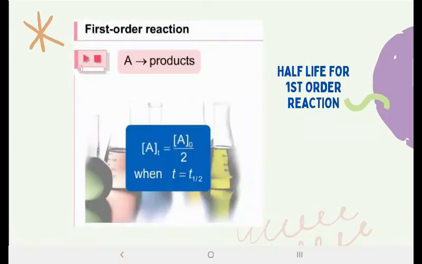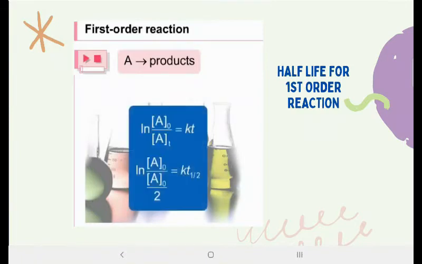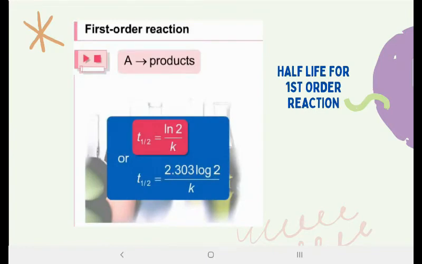We can derive the half-life equation for a first-order reaction from the concentration-time equation. The half-life is the time taken for the concentration of the reactant to fall to half of its initial value. Substituting A_t by A naught over 2 in the concentration-time equation gives a final equation for half-life as follows. T half equals ln 2 over K, or 2.303 log 2 per K. Note that the half-life of a first-order reaction is independent of the initial concentration of the reactant.